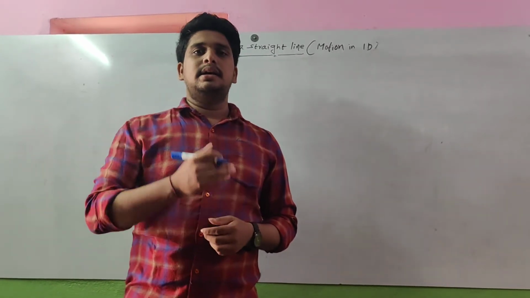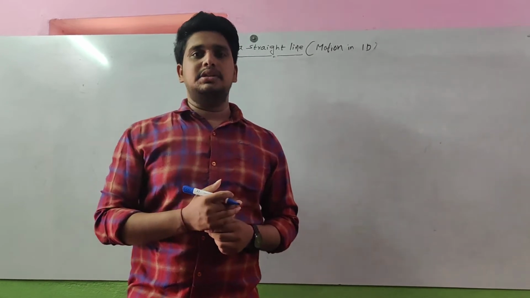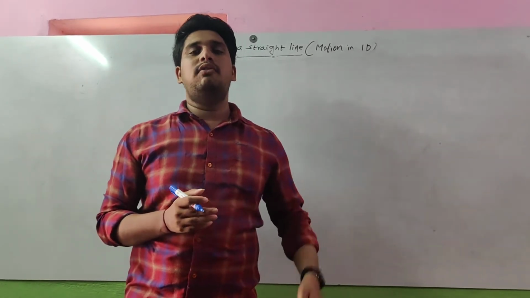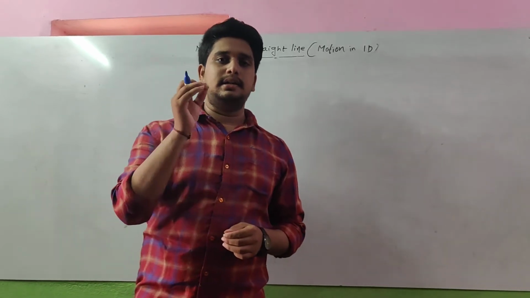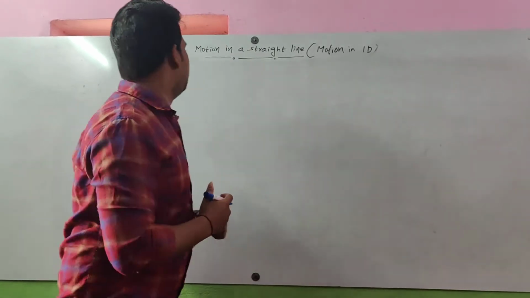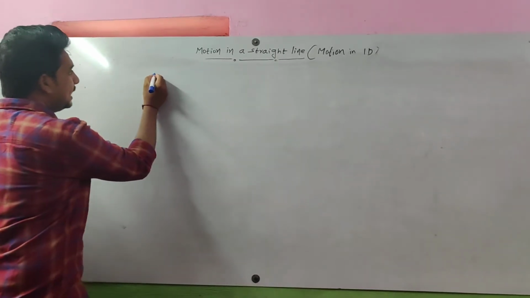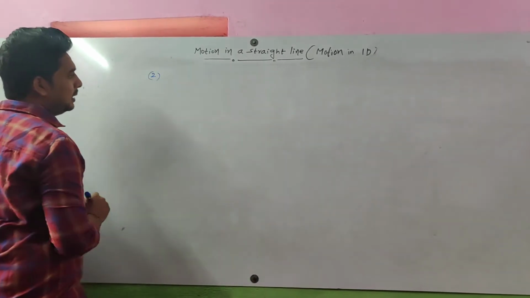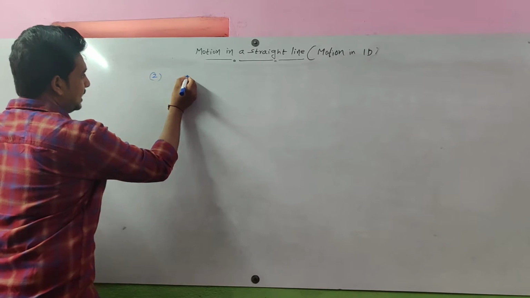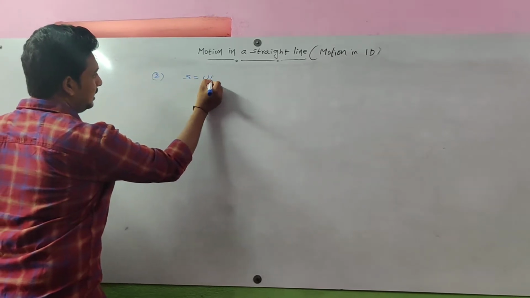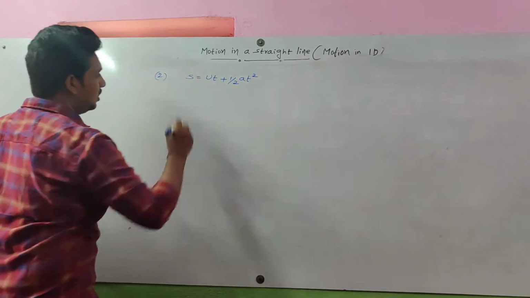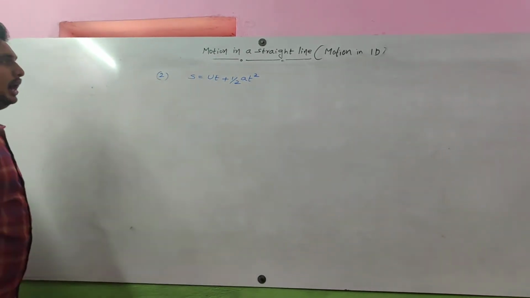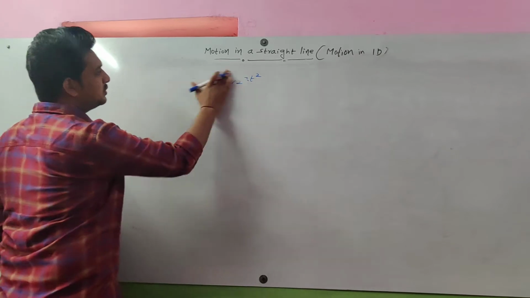Now we discuss the derivation for the second equation, and at the end of the lecture we discuss one example problem for this second equation. Right, focus here. So now, the second equation. What is the second equation? Here S is equal to ut plus half at square. This is the second equation. How do we derive this one? Let us start from here.